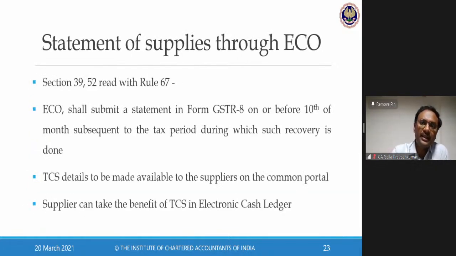Then the e-commerce operator: all your supplies through an e-commerce operator, TCS, where it is applicable. The government says GSTR 8 has to be filed. It is on a monthly basis. As of today, a final annual statement, 9B, was not enacted for e-commerce operators. Only a simple monthly return called GSTR 8. Again, this is one form where a lot of work is involved.